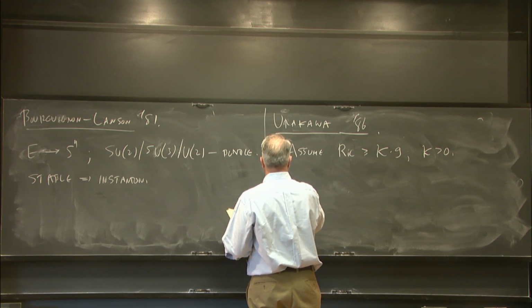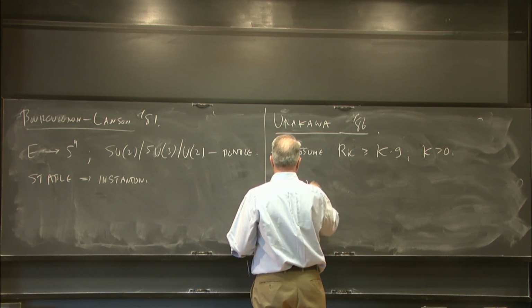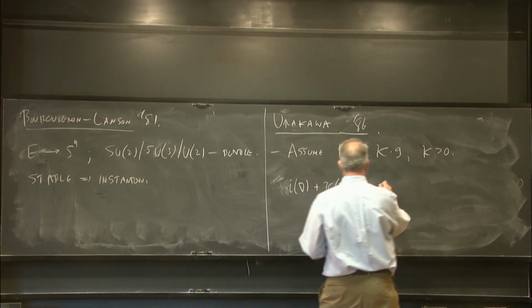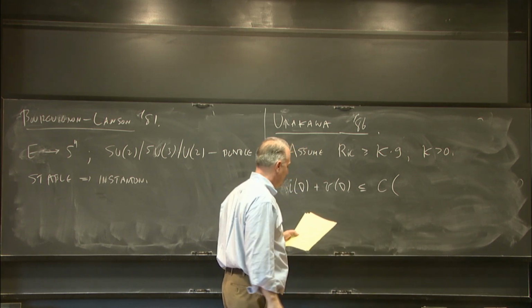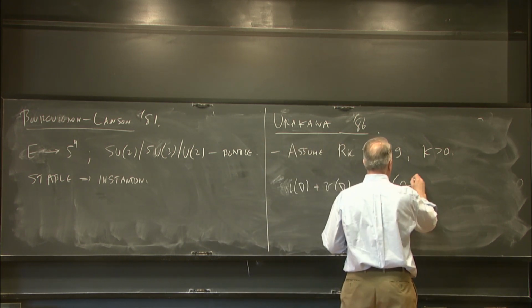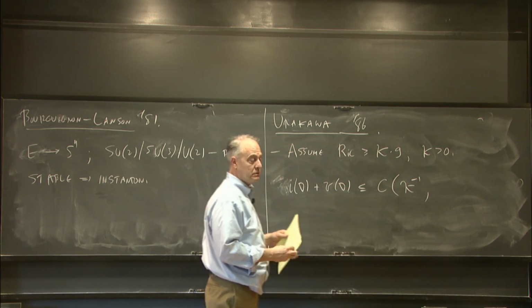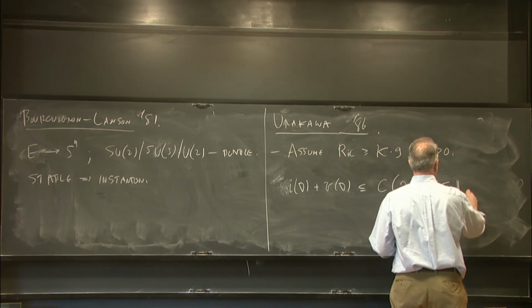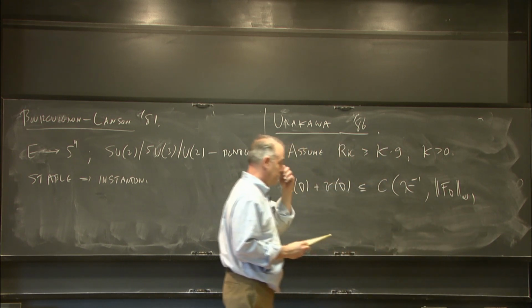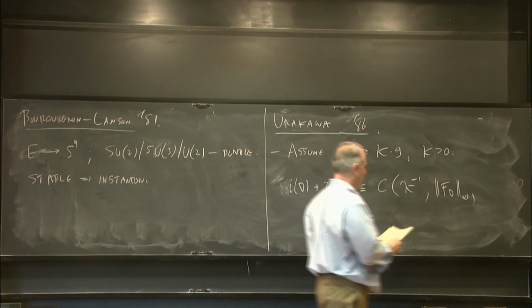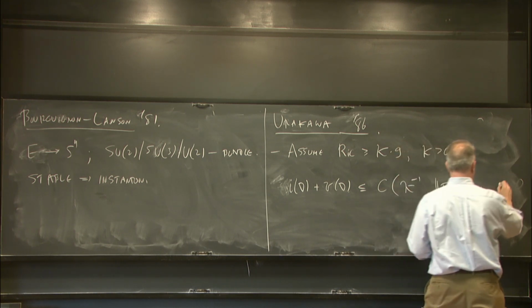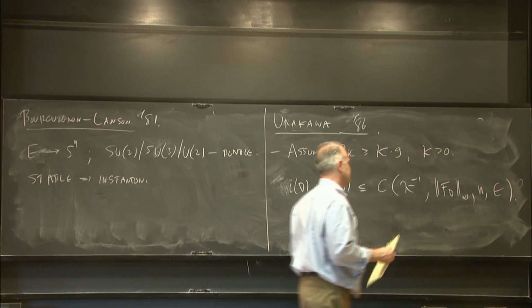Then the estimate, so it's an estimate for the index plus the nullity. So they're bounded by a constant. And the constant depends upon the lower bound on the Ricci curvature, a pointwise norm on the curvature of your Yang-Mills connection, the dimension of the manifold, and the bundle.